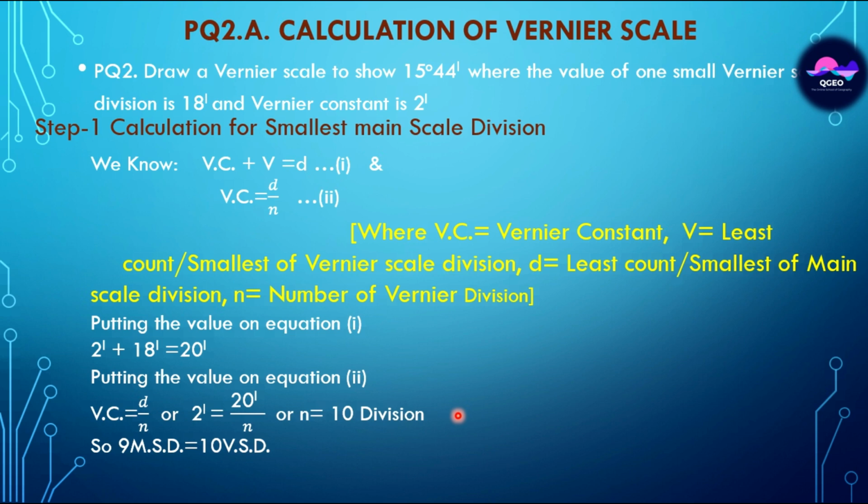So 9 main scale divisions are equal to 10 vernier scale divisions. You must remember the number of vernier scale divisions will be the number of main scale divisions plus 1. Okay, in this way we can calculate the smallest main scale division or vernier scale division.